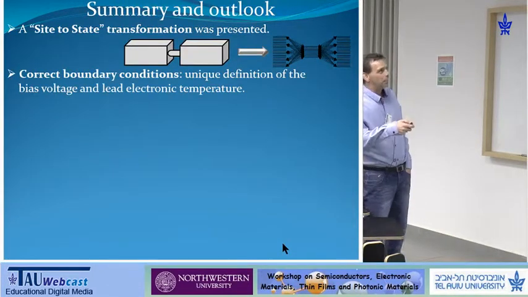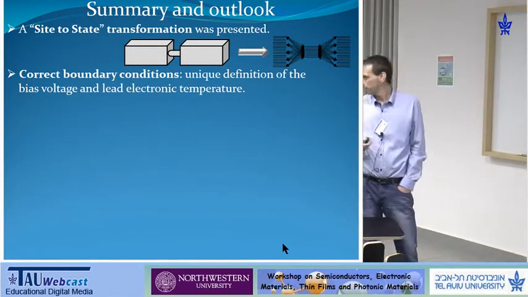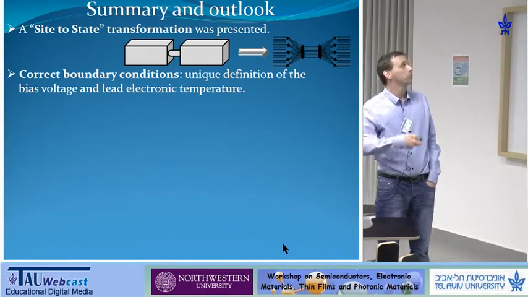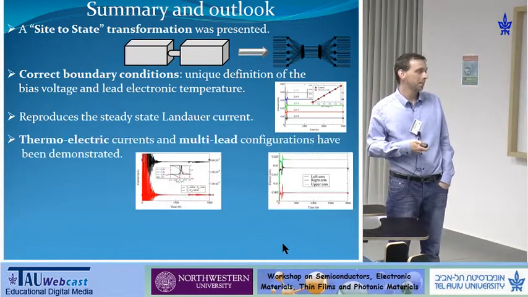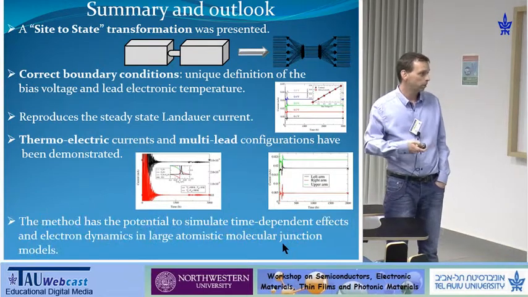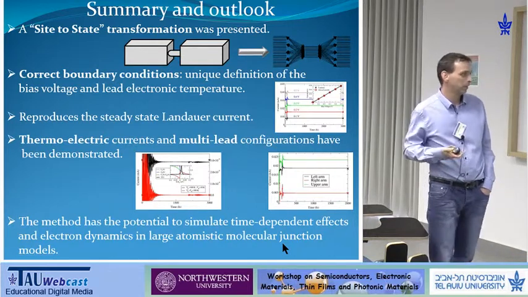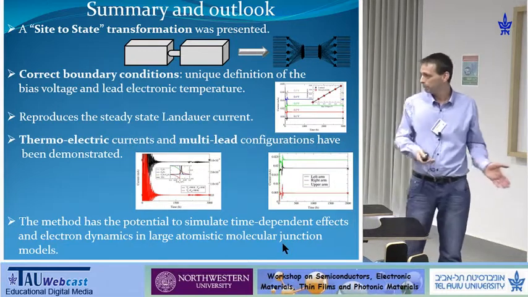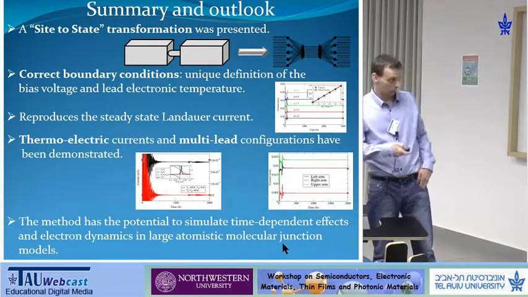So I've presented a site-to-state transformation, which I hope you're convinced is powerful in order to calculate electronic transport in molecular junctions in the dynamical regime. It gives you the correct boundary condition in the system. It reproduces the steady-state Landauer current. We can do thermoelectric effects. We can do multi-lead configurations very easily. And it has the potential to simulate time-dependent effects in electron dynamics in large atomistic molecular junction models. It's kind of a compromise between being very accurate and being very efficient in your calculation.